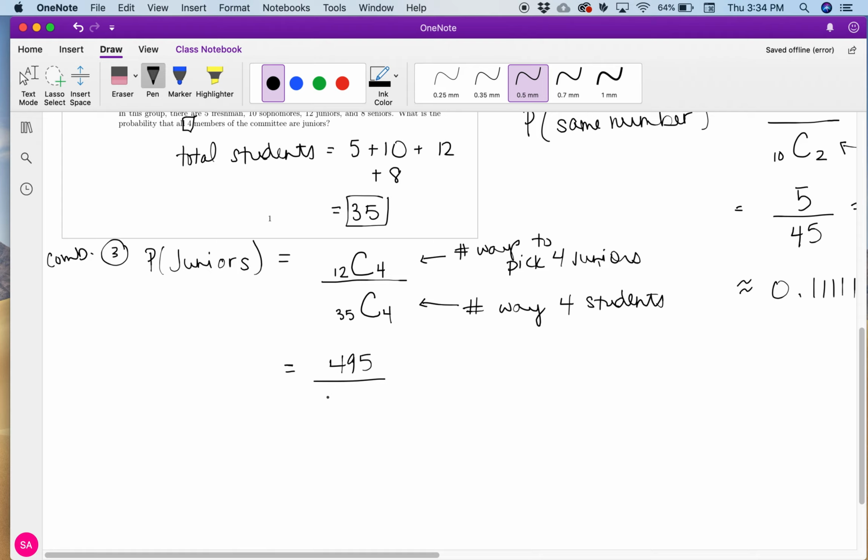And then on the bottom, 35 choose 4. That's a bigger number. It's 52,360. Now, I definitely don't want to try simplifying this fraction, so I'm going to go ahead and just go straight to making this a decimal. 0.00945, and I rounded it to 5 decimal places.